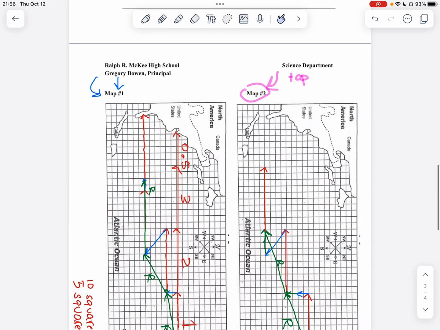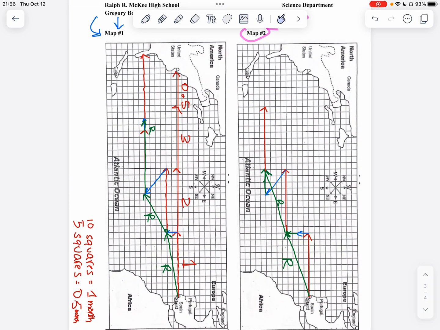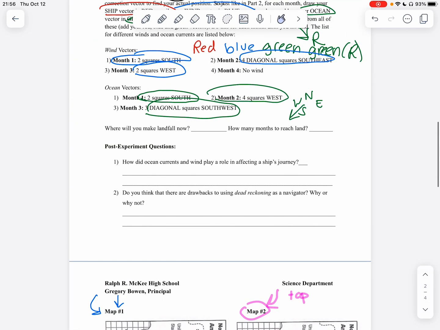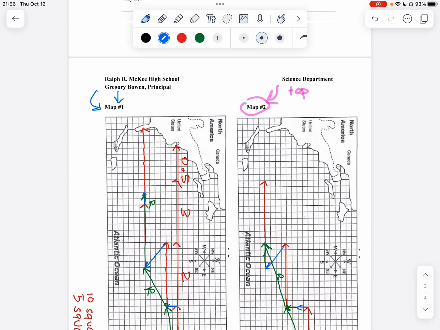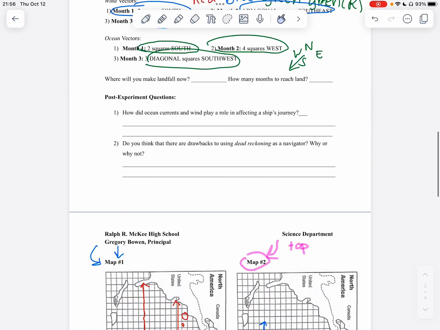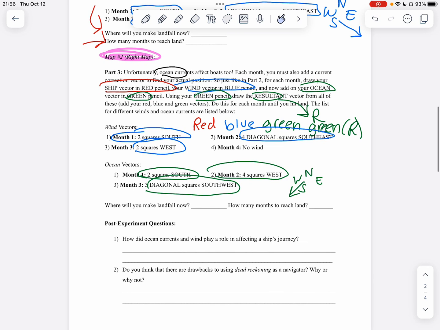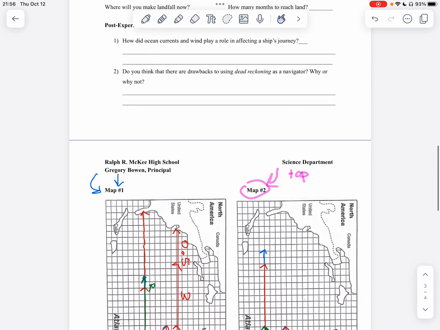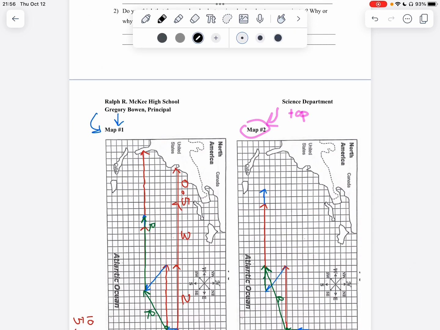Okay. So again, I just forgot the commands. We're going to do 2 squares west for our wind. And so I go 1, 2. And then again, how many spaces did it say? We are going to do 3 diagonal squares southwest, right? So again, right off of our wind vector, we go 1, 2, 3. And we have made contact.